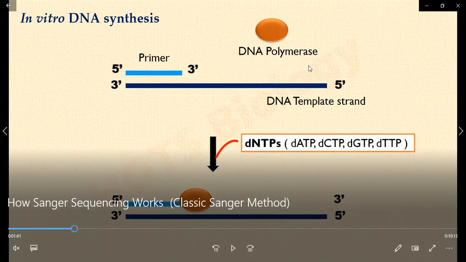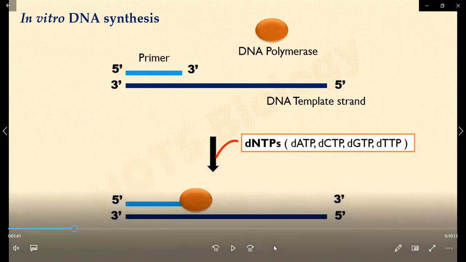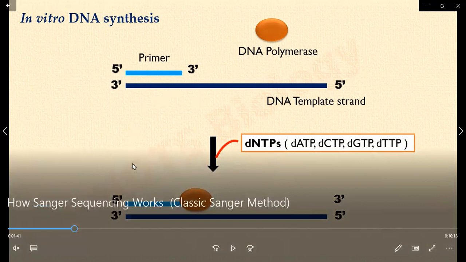Then we have DNA polymerase, which is highly resistant to high temperature, and this DNA polymerase is extracted from the Thermus aquaticus bacteria that lives in hot springs. What is its function? Now the primer has been placed at the 3' point, it has been placed there. Now the 3' end of the primer is going to be read by DNA polymerase.